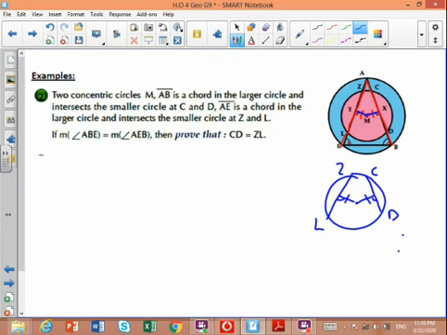I will use here the converse of the theorem. Since MX equals MY, at equidistance from the center, so what? So CD will be equal to ZL.